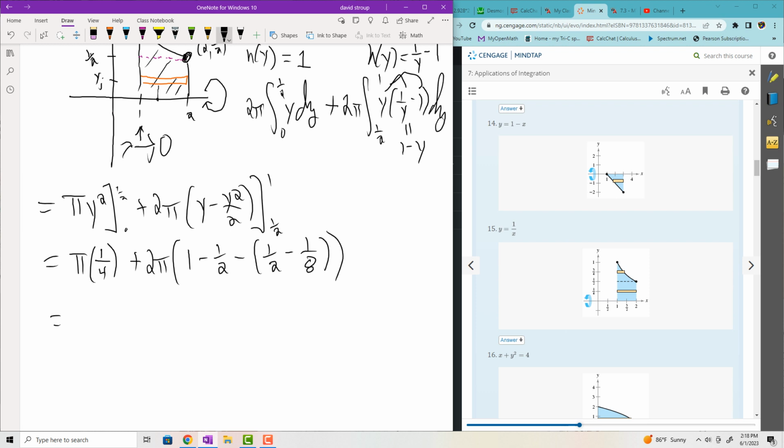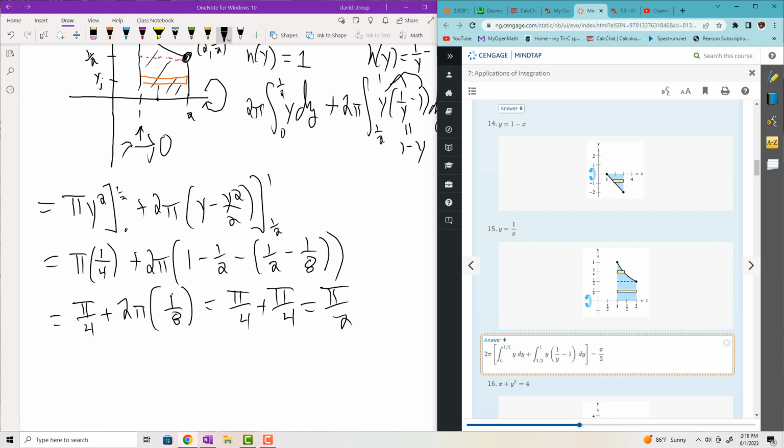Okay, so now it's pi over 4 plus 2 pi times these: 1/2 minus 1/2 is 1, 1 minus 1 is 0. Distribute the negative, so you get 1/8 there. That will be pi over 4 plus pi over 4, which is 2 pi over 4, which is pi over 2. Okay, drum roll. Yay.